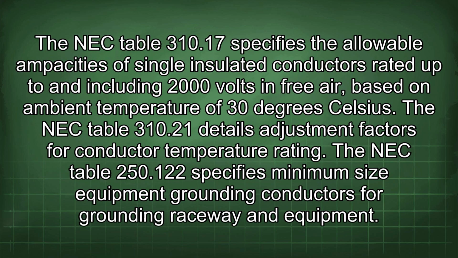The NEC Table 310.17 specifies the allowable ampacities of single insulated conductors rated up to and including 2000 volts in free air, based on ambient temperature of 30 degrees Celsius. The NEC Table 310.21 details adjustment factors for conductor temperature rating. The NEC Table 250.122 specifies minimum size equipment grounding conductors for grounding raceway and equipment.